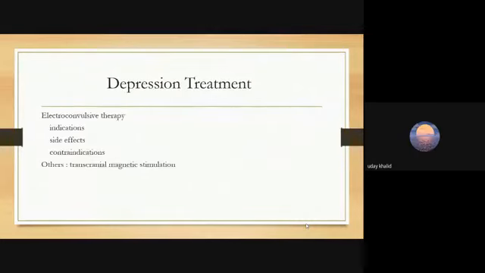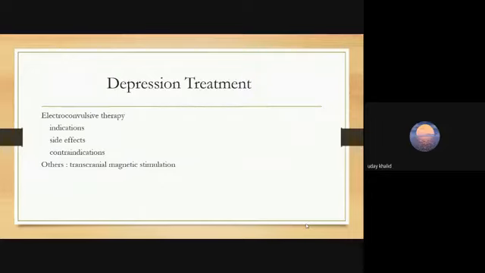Electroconvulsive therapy. The indications in depression are a suicidal patient, where the patient is seriously suicidal and we need to take urgent action, or if the patient is in a state of stupor, meaning unresponsiveness to internal and external stimuli.